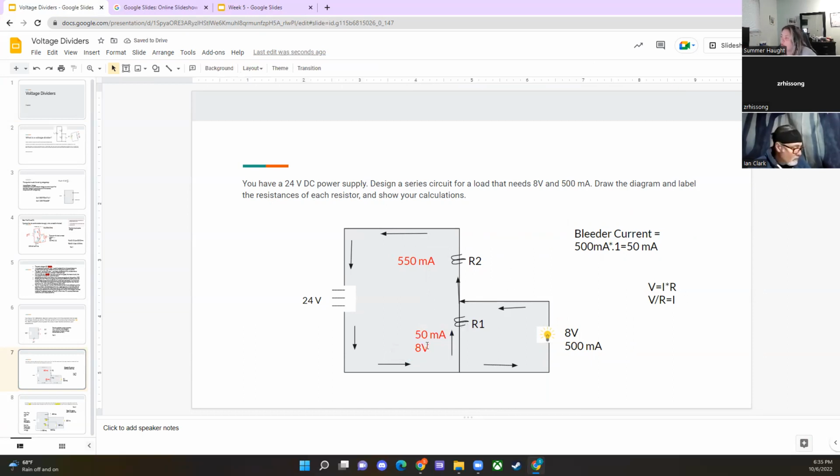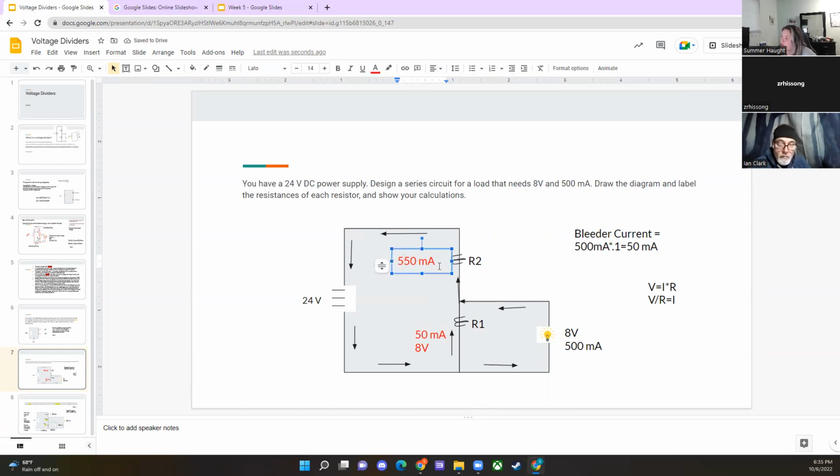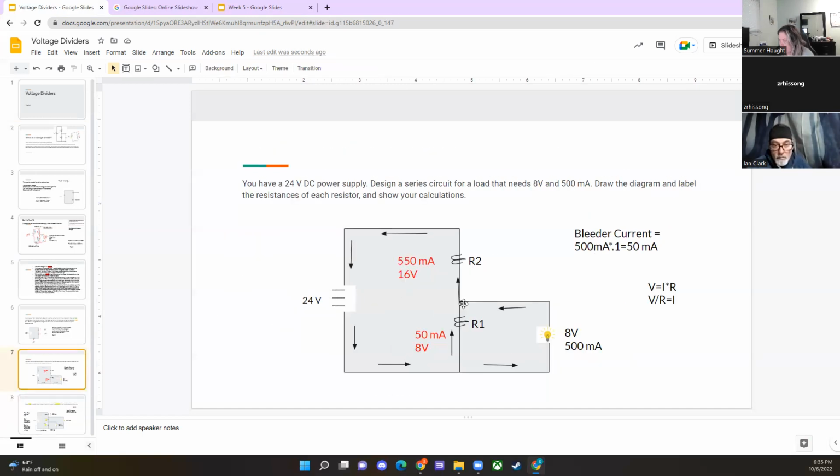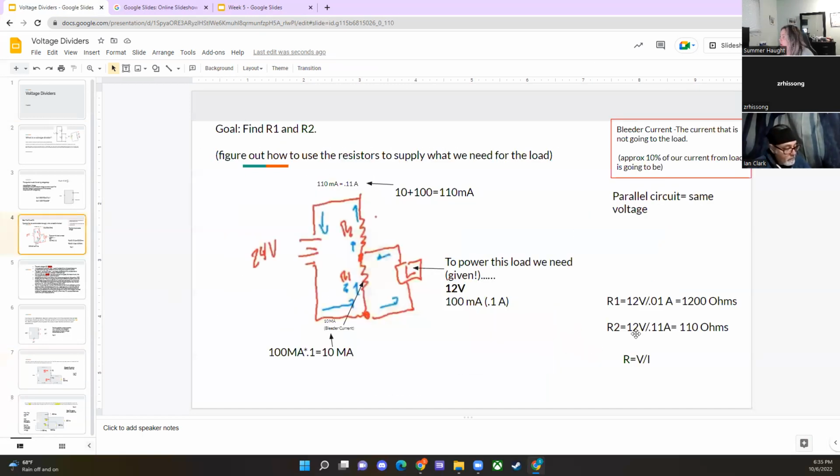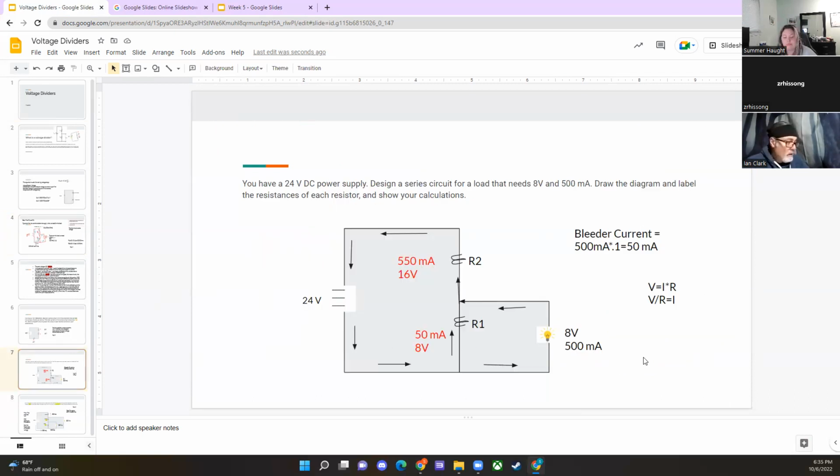And we also know that these two voltages have to add up to 24. So you can easily subtract that 8 from 24 and get what the voltage is here, which is 16, because 16 plus 8 is 24. And with those two values, now we know voltage and amperage at both of those locations, which means you can use Ohm's law, R equals V divided by I, to solve it.